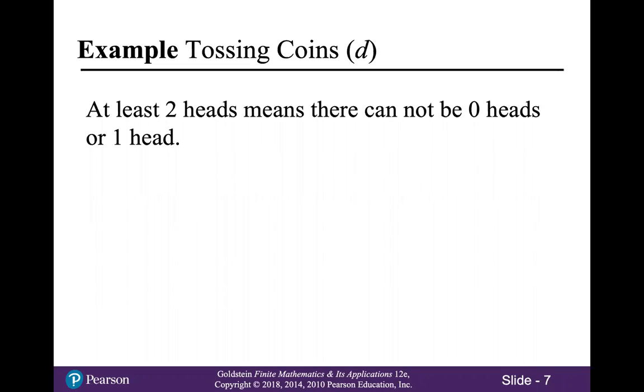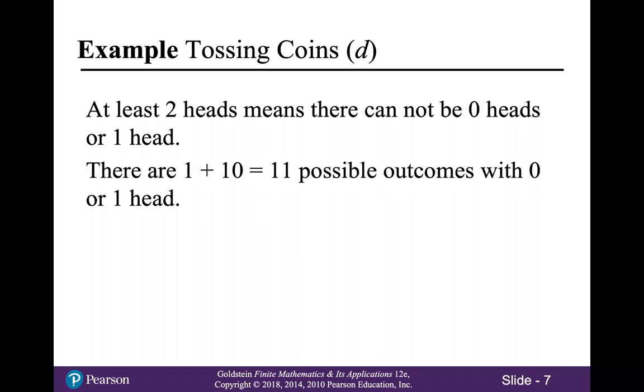All right, next, at least 2 heads. Well, on the one hand means 2 heads or 3 heads or 4 heads or 5 or 6 or 7 or 8 or 9 or 10. All right, but I really don't want to do it that way because that's going to take a long time to figure out all of those. Easier way to do it is to note that at least 2 heads means that there are not 0 heads or 1 head.